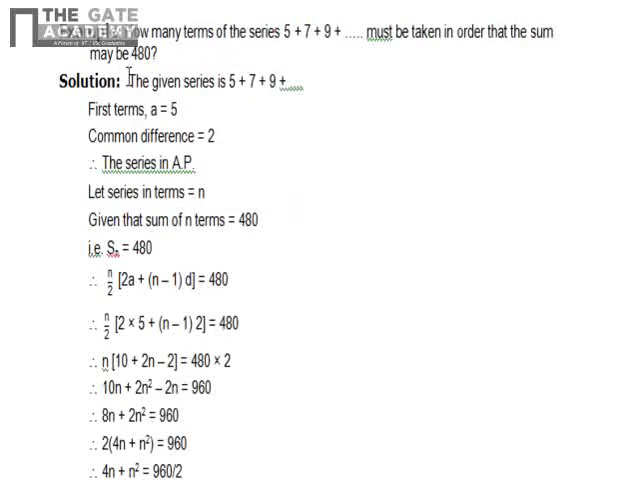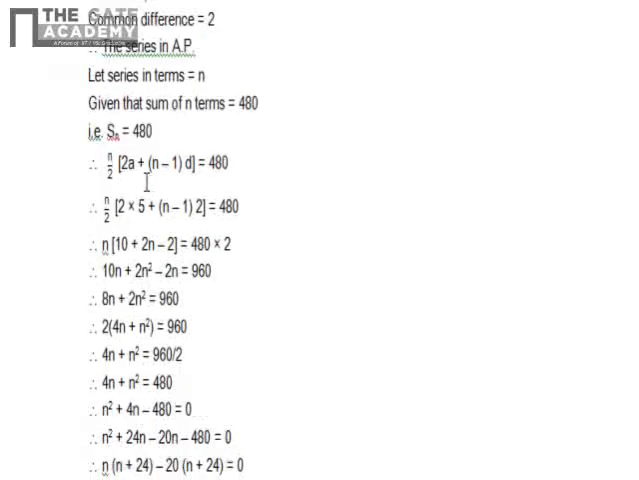Now we'll see the next example. How many terms of the series 5, 7, 9 and so on must be taken in order that the sum may be 480? Here the sum of the series is given, and they have asked about the value of n. We can very easily see that the series is in AP because 5 plus 2 is 7, 7 plus 2 is 9, and the value of a is 5. So the Sn formula is n upon 2 times (2a plus (n minus 1)d).